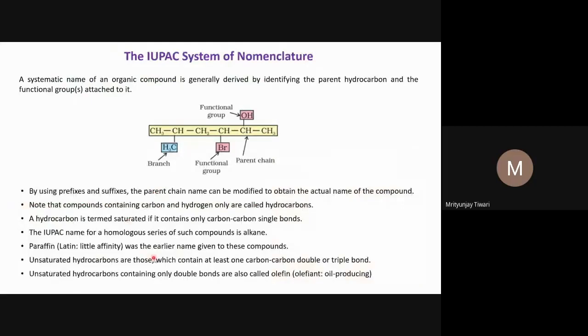Unsaturated hydrocarbons are those which contain at least one carbon-carbon double or triple bond. As we will see in the degree of unsaturation, even one ring is considered one degree of unsaturation. Unsaturated hydrocarbons containing only double bonds are also called olefins, which we have also explained earlier. Such compounds are called olefins. The word olefin has come from the Latin olefiant, which means oil producing.